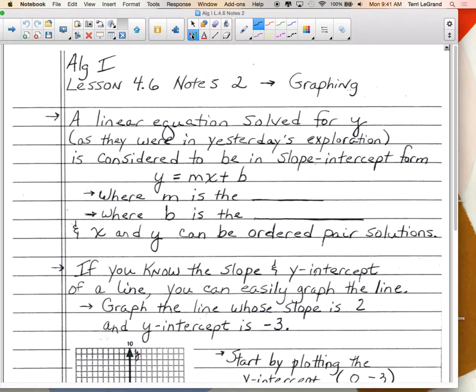How about direct variation? Where does direct variation go through? The origin. So what's the X and the Y intercept? 0, 0 for both of them, right? The origin is the X and the Y intercept. Well, if we only have that 1 point, how are we going to be able to graph that line? So direct variation is the only type of linear equation that we cannot use the X and Y intercept method for, but any other ones we should be able to.